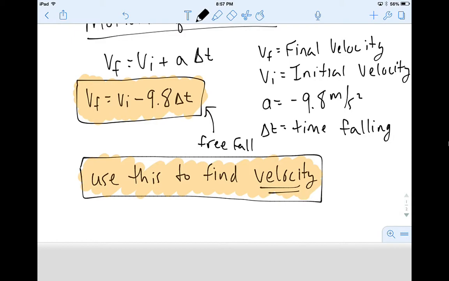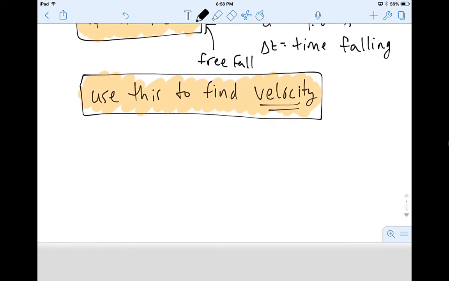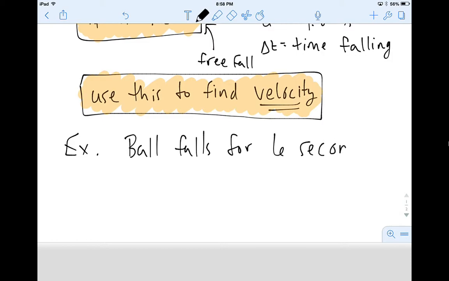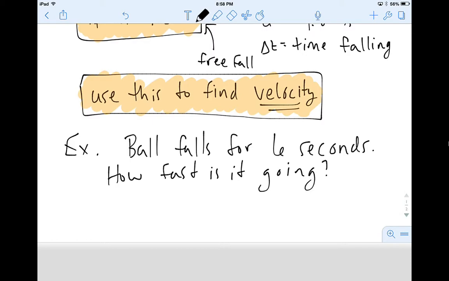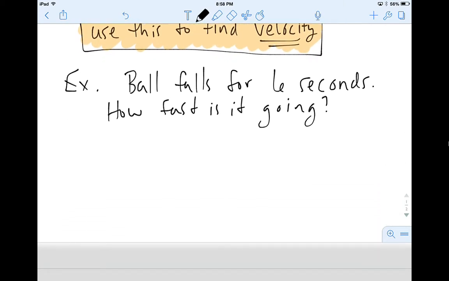Let's just do a quick example of using that one. If we had a problem that said something like, a ball falls for 6 seconds. How fast is it going? I'm sorry about the handwriting, guys, but you're used to this. So, ball falls for 6 seconds. How fast is it going?